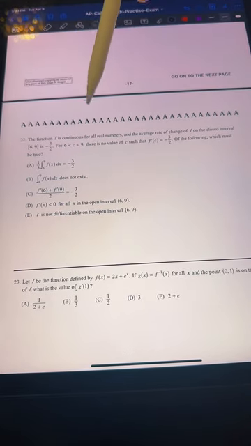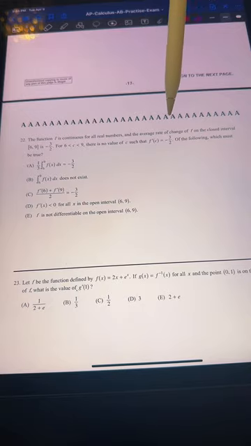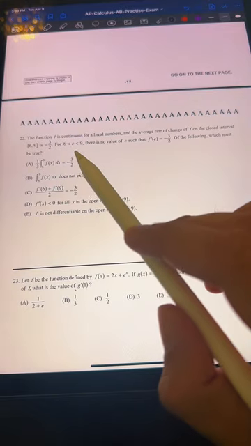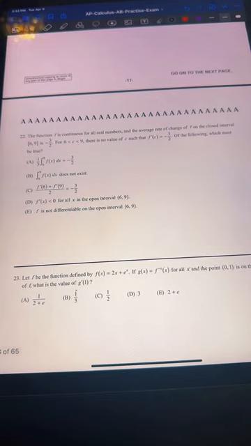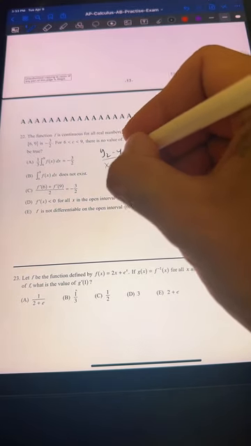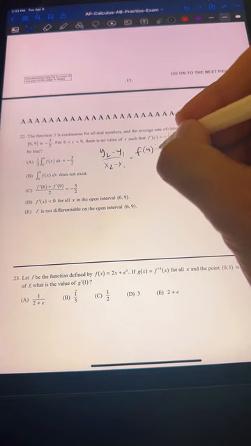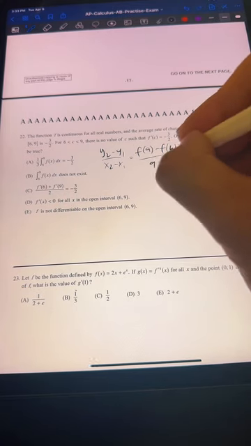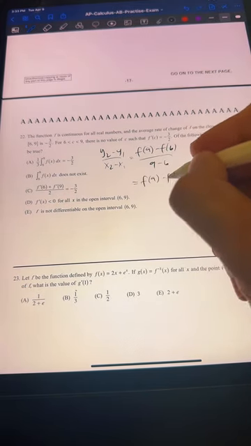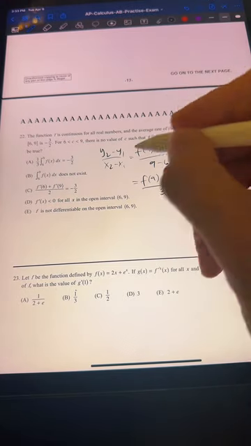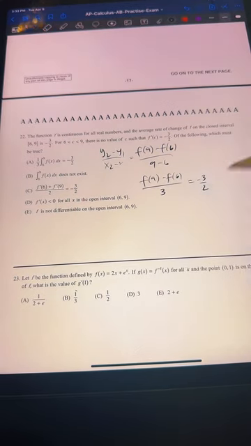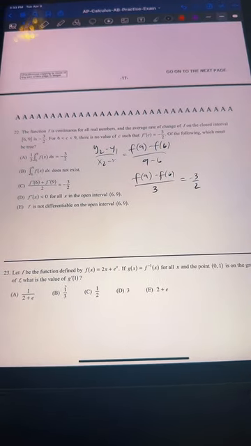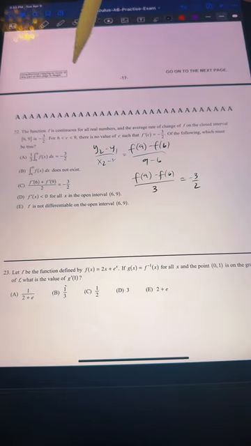Okay, number 22. So we have the function f that's continuous for all real numbers and the average rate of change of f on the closed interval from 6 to 9 is negative 3/2, okay? I'm just going to write the average rate of change. Don't forget, the average rate of change is just like y2 minus y1 over x2 minus x1. So really, this is f of 9 minus f of 6 over 9 minus 6. If I simplify this, it's equal to negative 3/2. I'm just writing this because that's some information they gave me.